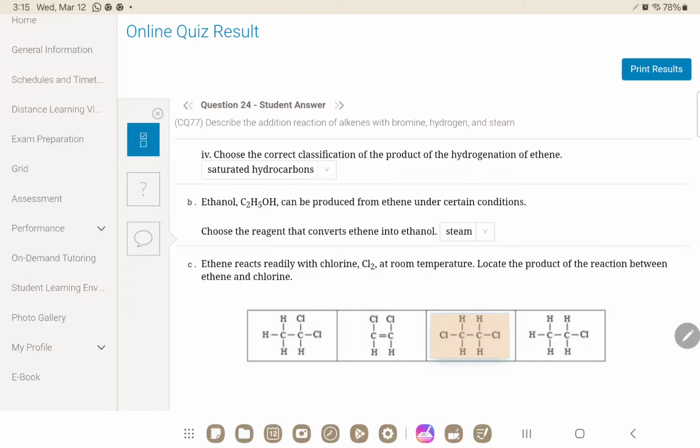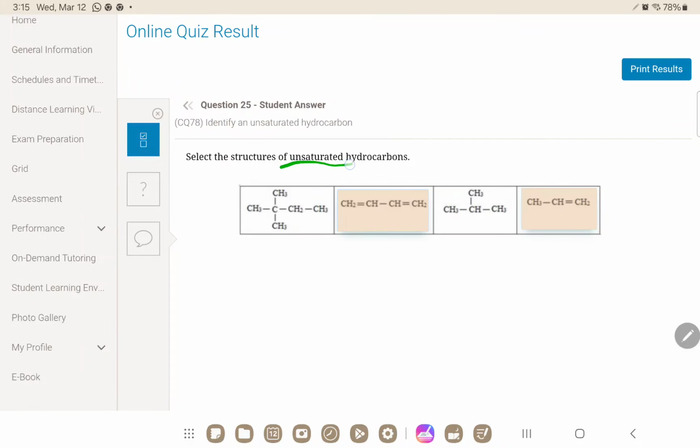And here you're substituting, so you're going to add the Cl's to be at the sides, because you're breaking this bond to put them here. And the unsaturated hydrocarbons are the ones with double bonds. And that's it for this quiz.